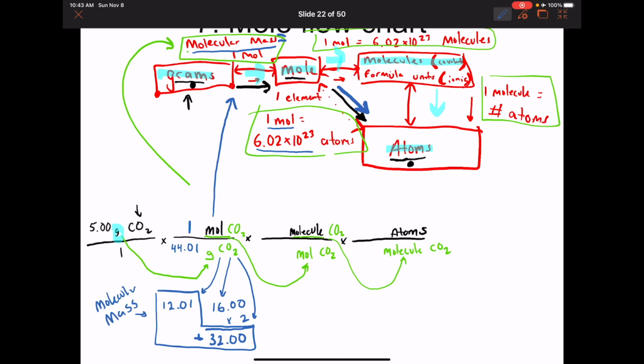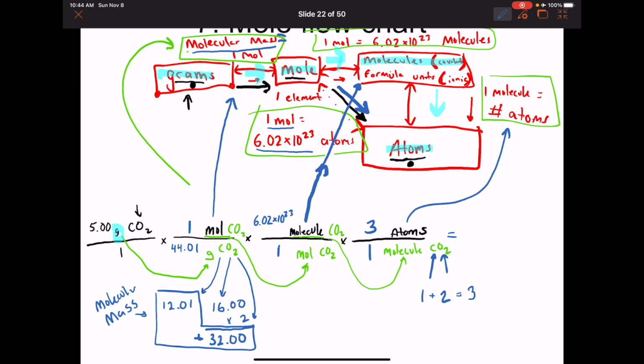The next thing we're going to do is this one. So we're going to go from molecules to moles, which is all the way through here. So again, 1 mole, it's 1. Molecules is going to be Avogadro's number. Okay, so those are the numbers for that one. And then we have molecules and atoms. So it says 1 molecule equals the number of atoms, right? Well, there's 1 carbon and there's 2 oxygens. So there's 3 atoms in this. So that's where we get the 3 from.